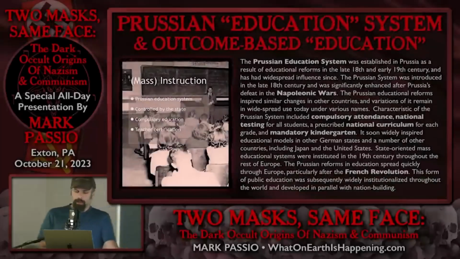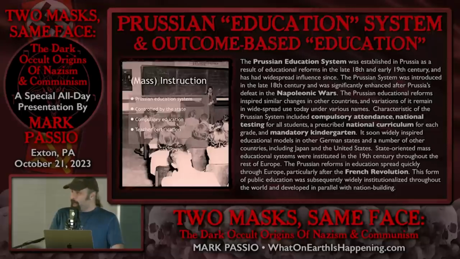Next, let's take a look at the indoctrination system of the communists, the Prussian educational system, and outcome-based education, which was eventually adopted by just about every nation of Europe and eventually the United States. The Prussian educational system was established in Prussia as a result of educational reforms in the late 18th and early 19th century and has had widespread influence since.